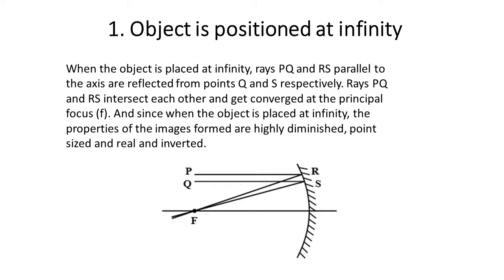Let's take the first case. Now, a ray of light is passing through infinity. The object is placed at infinite position. So where will the image be formed? The image will be formed at principal focus, and this image is very small. It's highly diminished, and it's real and inverted.